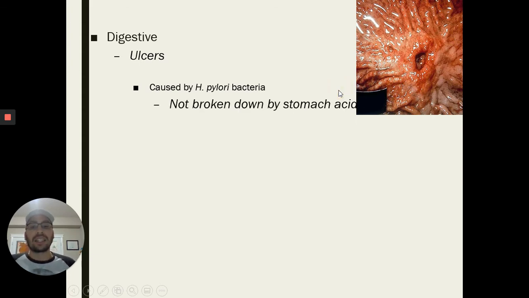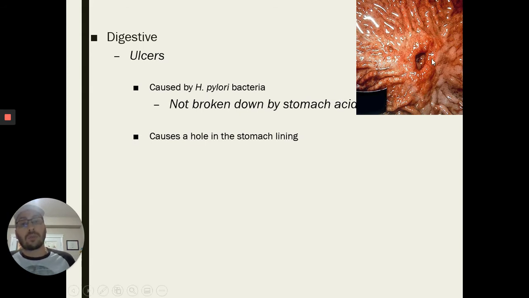Going to the digestive system, we're going to talk about ulcers. Look at that beautiful picture on the side, guys. Isn't that gorgeous? Ulcers are caused by H. pylori bacteria. It's a type of bacteria. Okay, so a bacteria that gets into our stomachs, and it's not broken down by stomach acid. It's strong. The acid in our stomachs does not kill it. Okay, and it can actually cause a small hole in the stomach lining.